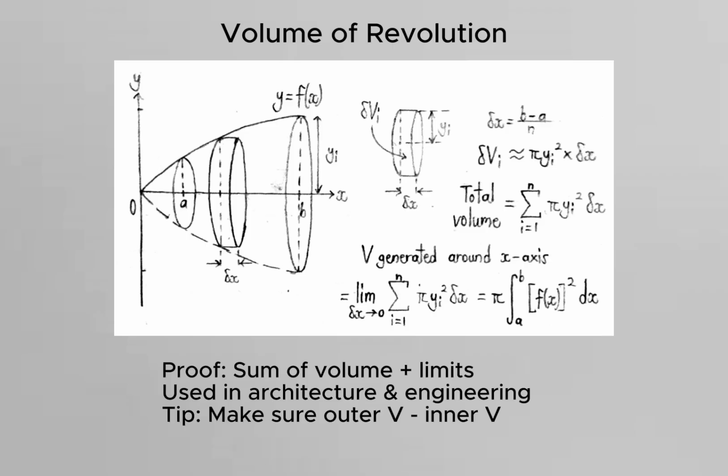And as for volume of revolution, the reason why pi is here is because we're using the cylinder formula. And if you want to do volume of revolution involving two functions, make sure that the outer volume is subtracted by the inner volume. That's how you get the volume of revolution that involves two functions.